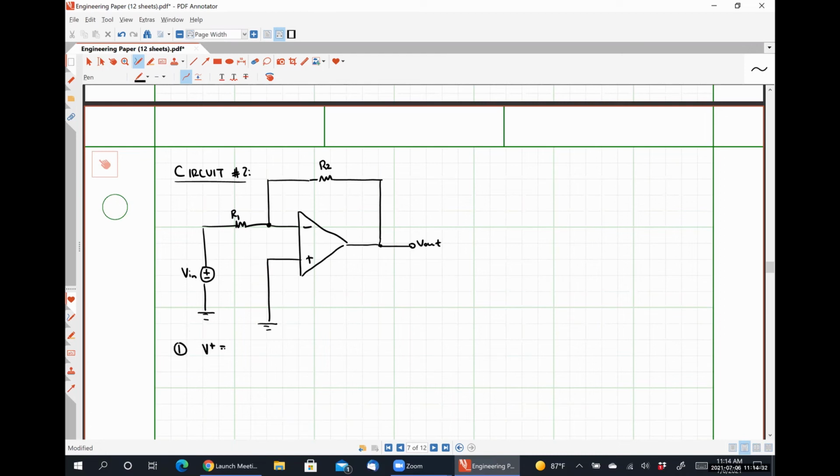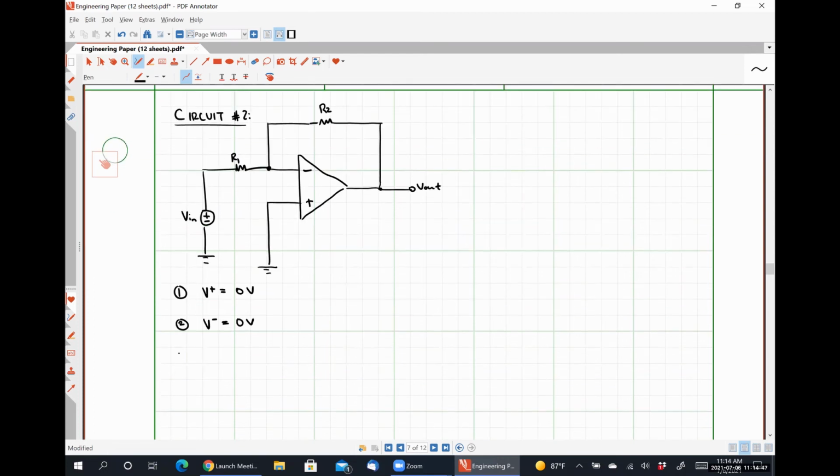What is V plus going to be? 0 volts. What is V minus going to be? 0 volts. Tell me what my KCL equation at my inverting input node should be. Vin over R1. All right, negative Vn over R1. I'm going to go with negative Vn.